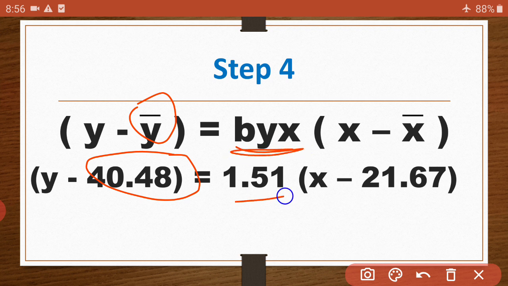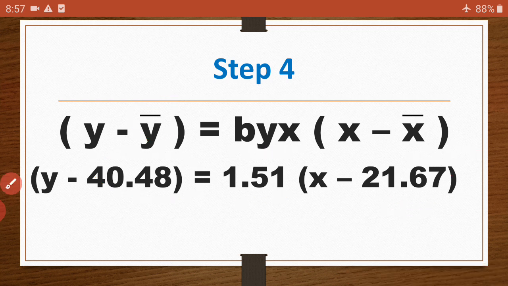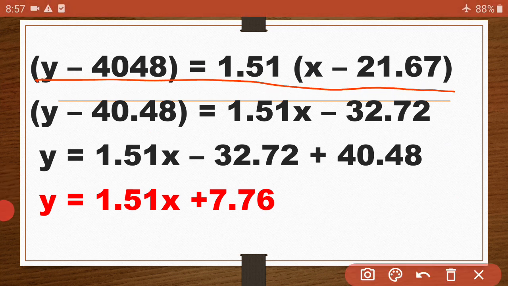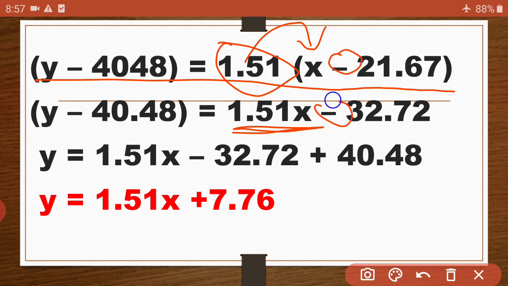Then byx is equal to 1.51. Here the byx is positive. Okay, after that we put the value of x, which is 21.67. In the next step, similarly, first you write the step from the previous slide. Then in the next step, 1.51 is multiplied by x, so you get the answer 1.51x. Then minus, because here is the minus sign.